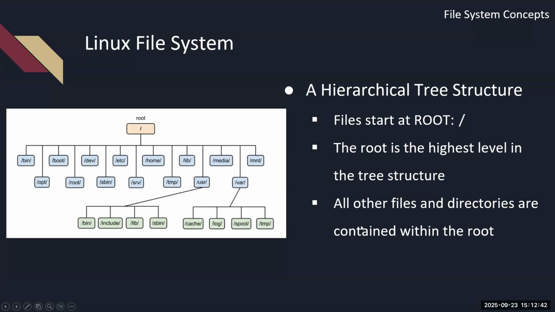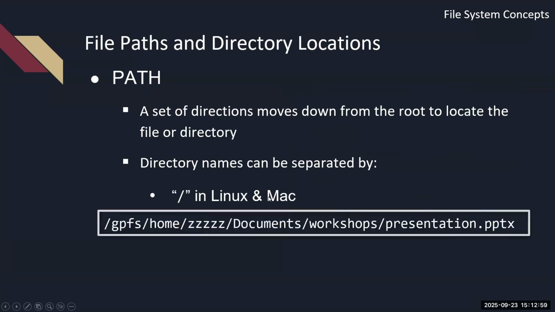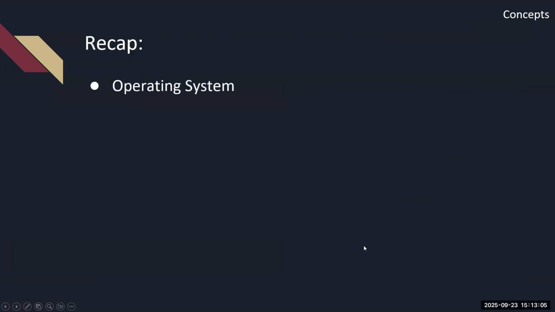Absolutely true. Very good. So this is the definition about paths. Path is a set of directories that move down from the root to locate that file or directory. And directory names can be separated by / in Linux and Mac and \ in Windows. So this is the basic thing about the concept of operating system, Linux and file system.